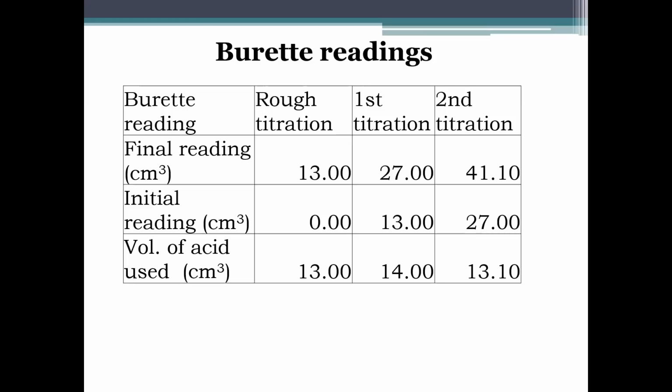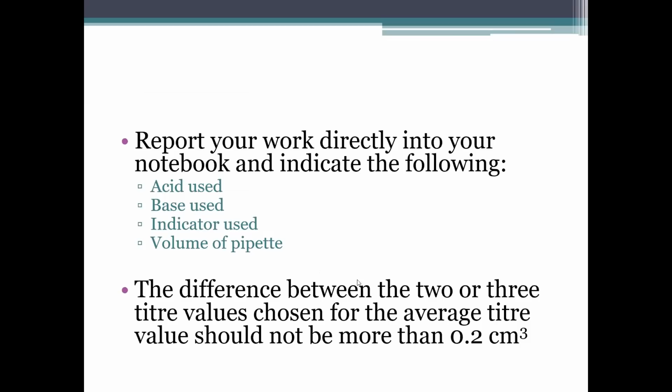So in calculating the average, for this particular example I have, I'll take my rough titration, which is 13 centimeter cubed, and my second titration, which is 30.10 centimeter cubed, knowing fully well that the difference is just 0.1. If I pick first and second, I will not get my mark because the difference between the first and second is 0.90 centimeter cubed. So I'll pick the rough and the second titer values, and I'll use that to determine my average.